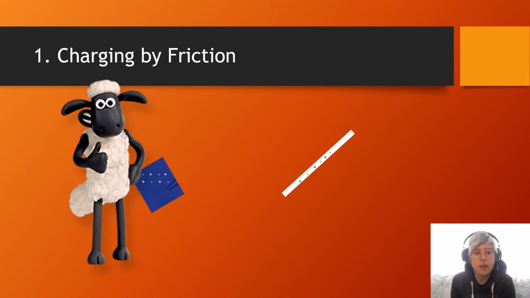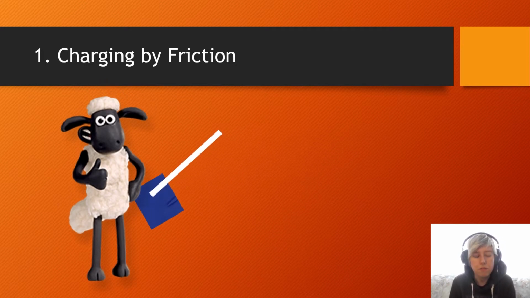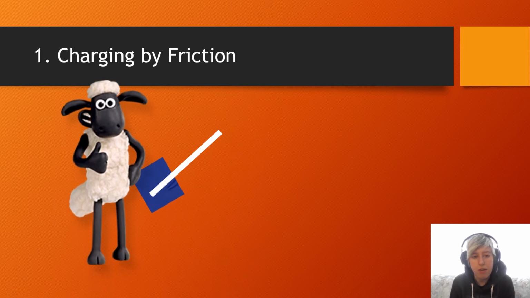As we see here, our wool has 4 protons and 4 electrons. Our glass rod has 3 protons and 3 electrons. To charge, we're basically rubbing the 2 materials together. As a result of that friction, we have one material that gains electrons and one material that loses electrons. One thing that I really want to highlight, the number of protons always stays the same.